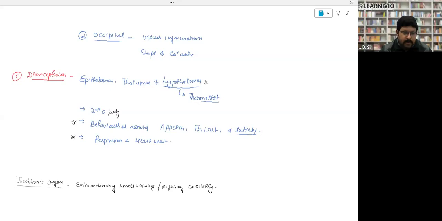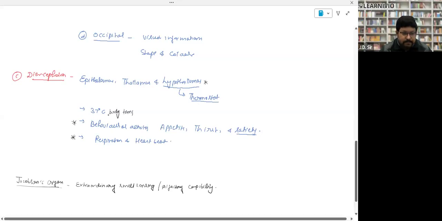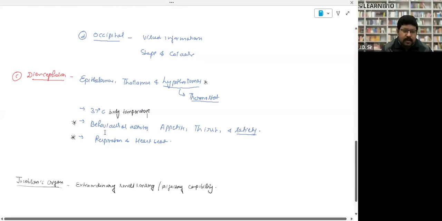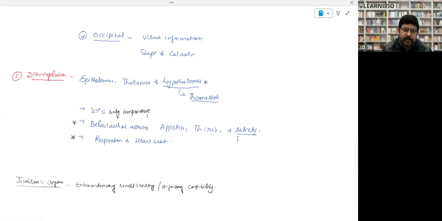So it controls the 37 degrees centigrade body temperature, right? And keeps our body in homeostasis. And behavioral activities like appetite, right? If we are hungry, it will give us a sense of appetite, right? Thirst, if there is a shortage of water in our body, it will give us an indicator to have water, right? Satiety, satiety means the feeling of being satisfied, right?